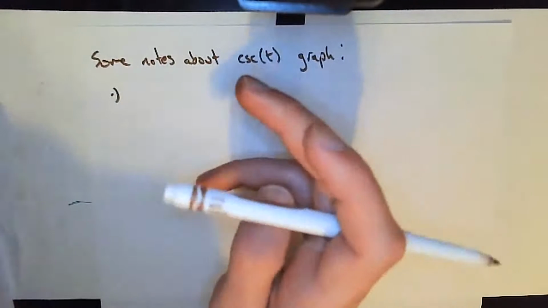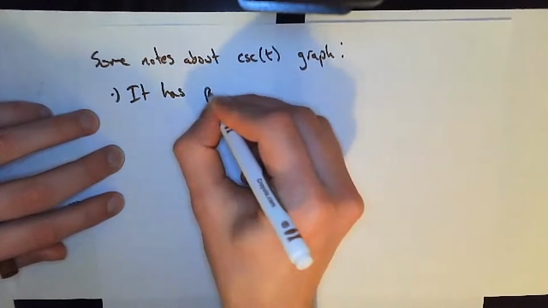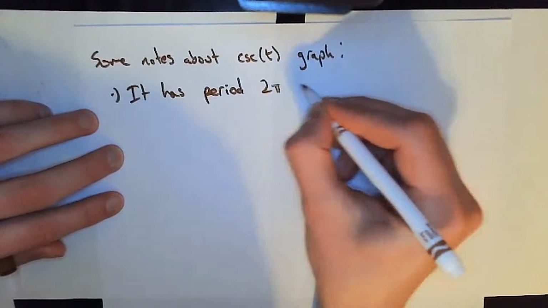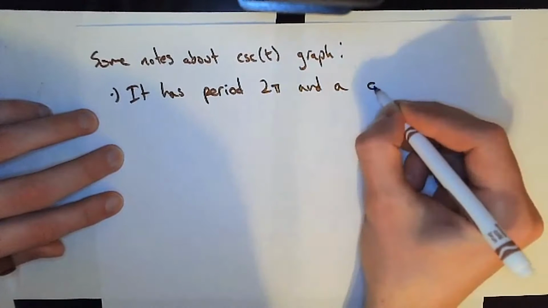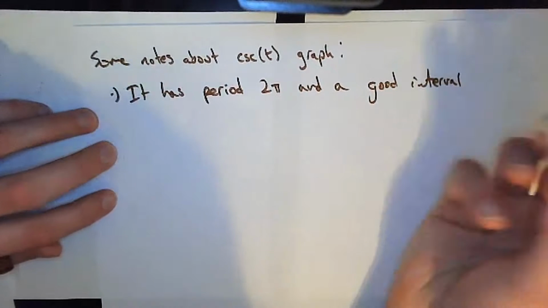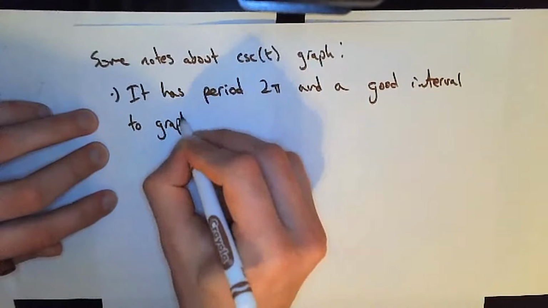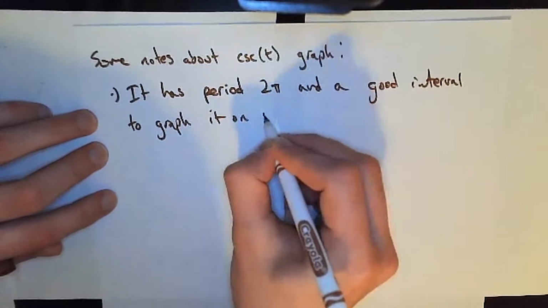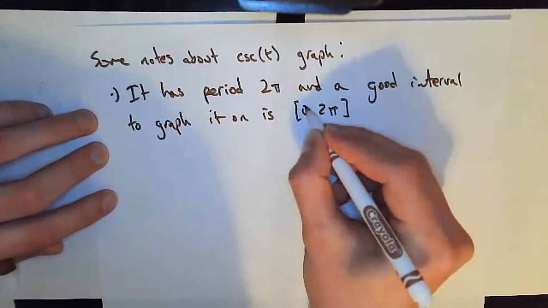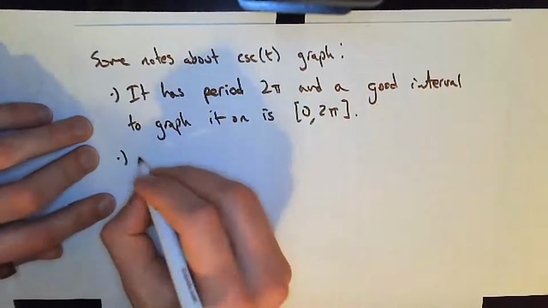Let's say it's just like sine, it has period 2 pi. And a good interval, again, I'm pointing out this good interval to graph it on, is 0 to 2 pi, just like sine and cosine. So no big surprises there. What else?